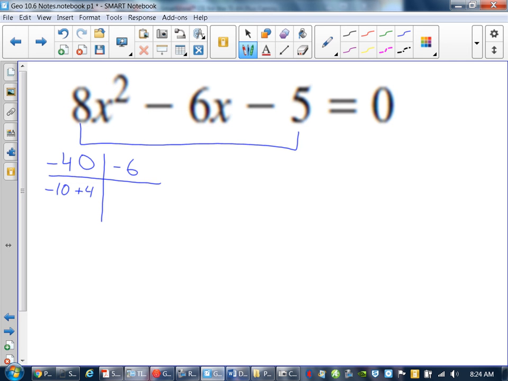Everybody can see that, or do I have to list out all my terms? Are you okay with that? Sometimes they're pretty quick, okay? So we know it's going to be a negative 10 and a positive 4. So when I break this apart now, I'm going to rewrite this as 8x squared minus 10x plus 4x minus 5. If you have alternating signs when you split it out, put the negative one first. That way you don't have to worry about the negative in that secondary part. Okay. And you group it again.